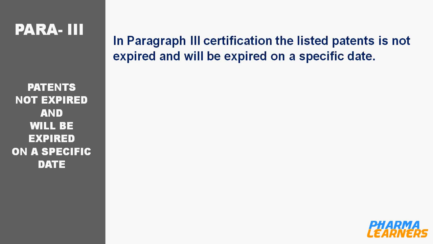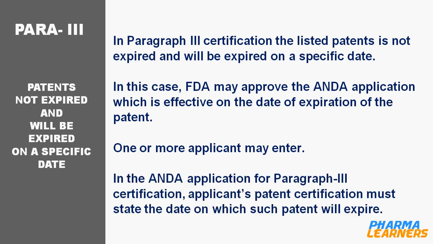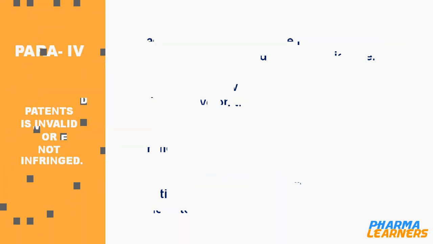Paragraph 3 certification. In Paragraph 3 certification, the listed patents have not expired and will expire on a specific date. In this case, FDA may approve the ANDA application, which is effective on the date of expiration of the patent. One or more applicants may enter the market in this case also. In the ANDA application for Paragraph 3 certification, the applicant's patent certification must state the date on which such patent will expire.